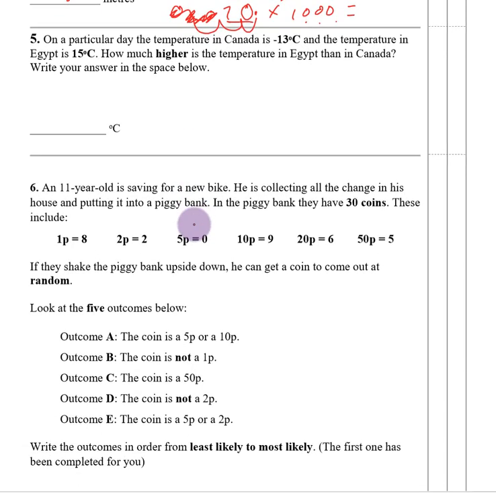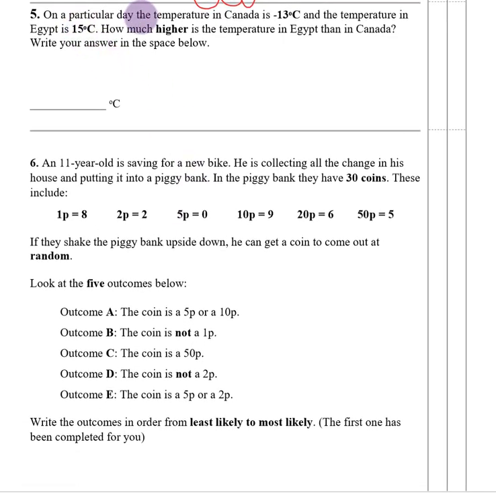Number 5. On a particular day, the temperature in Canada is minus 13 degrees and the temperature in Egypt is 15 degrees. How much higher is the temperature in Egypt than Canada? So we've got Canada down here, it's minus 13 degrees. We've got 0 degrees in the middle, and then we've got 15 degrees up here.